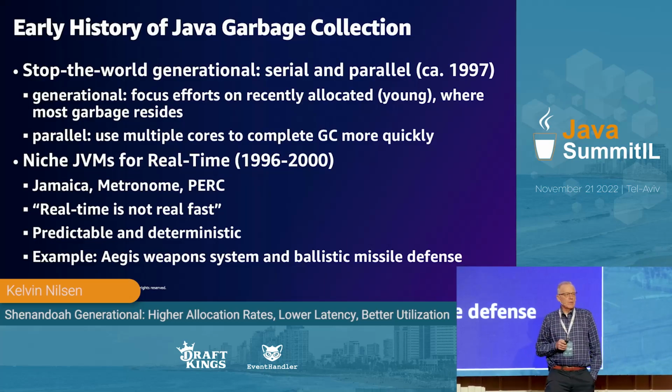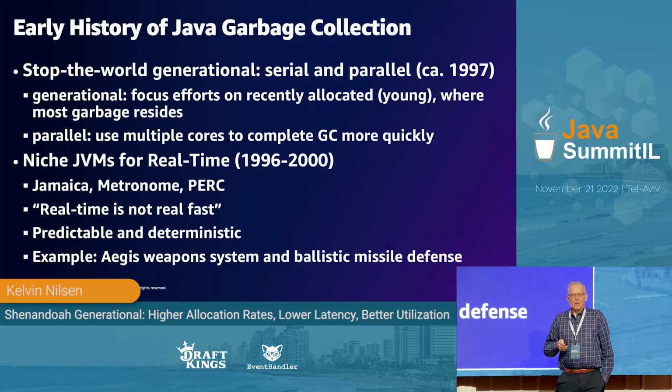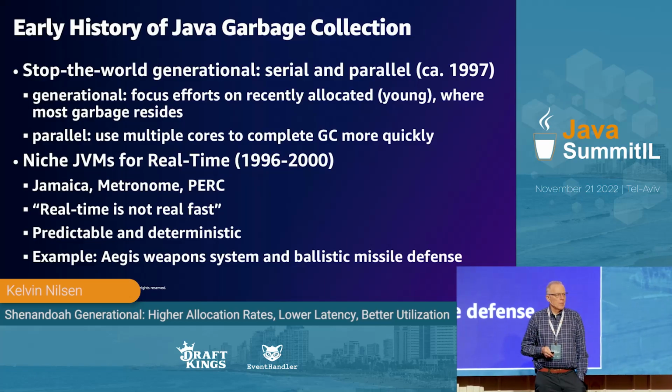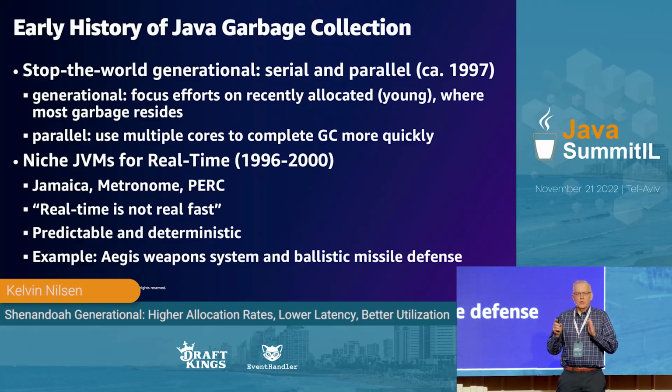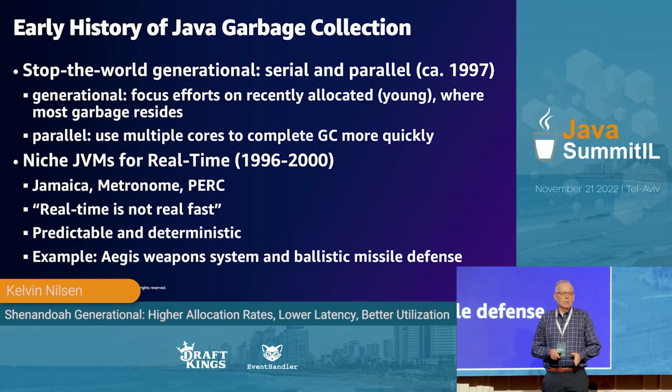A parallel garbage collector, and this is terminology introduced in the Java world, uses multiple cores to do the garbage collection effort. So with multiple cores, you can get the garbage collection done more quickly.